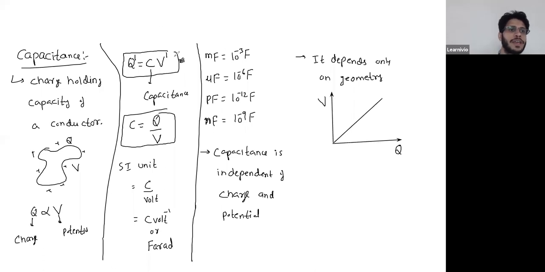If I calculate the slope of this graph, let's say this angle is theta. If I make a right angle triangle here, then this perpendicular is parallel to V. This base is parallel to Q. So you can write that your slope, which is equal to tan theta, is V by Q. And see, what is V by Q? V by Q is 1 by C. The slope will be 1 by C.